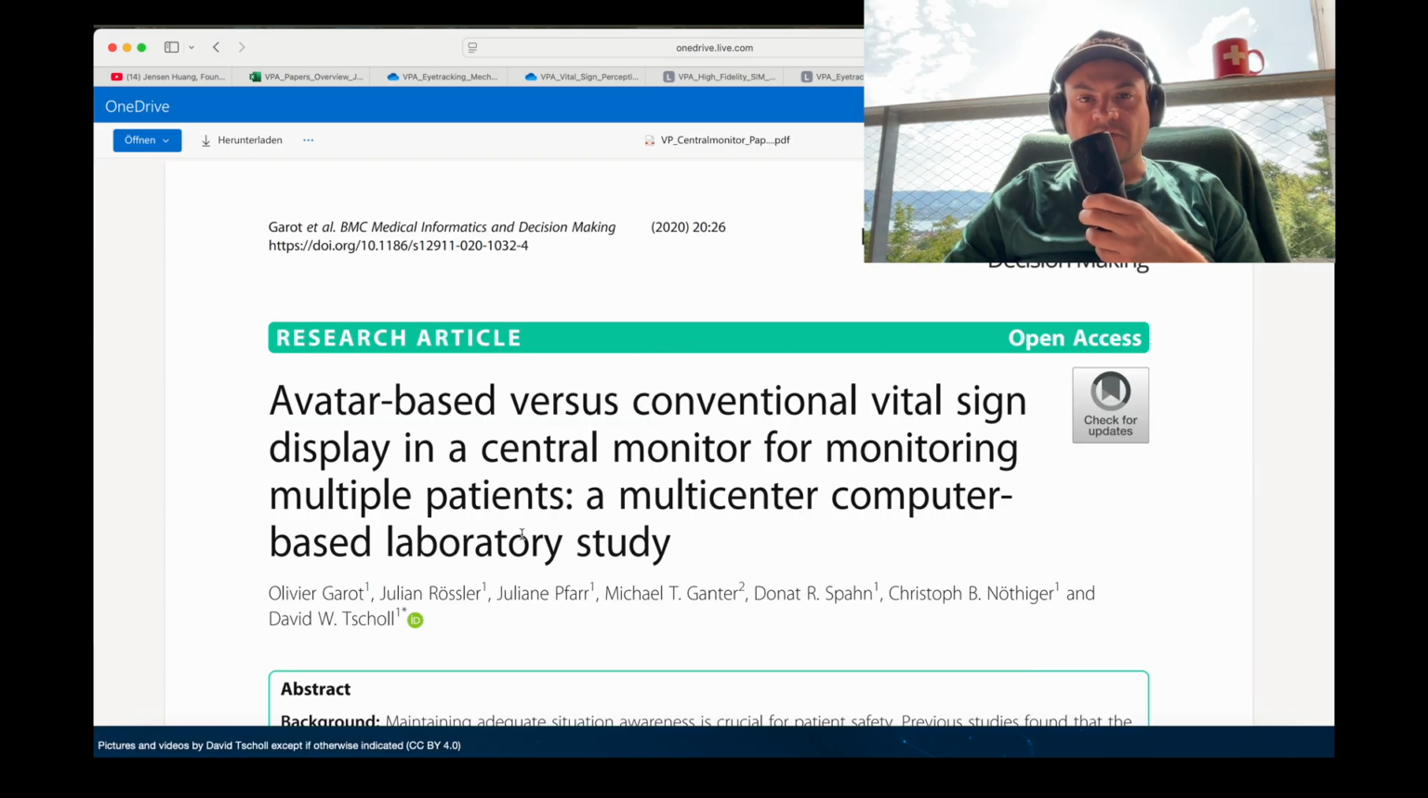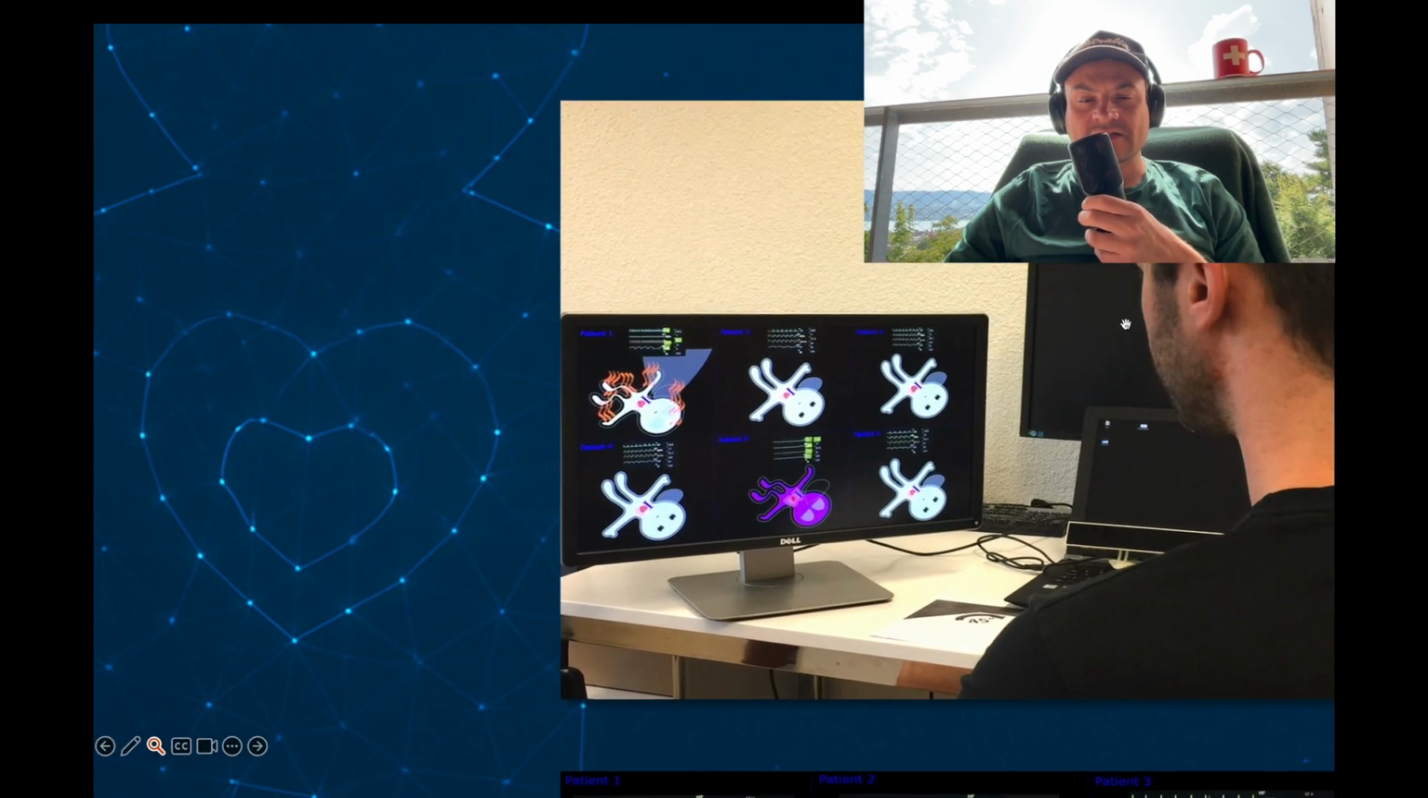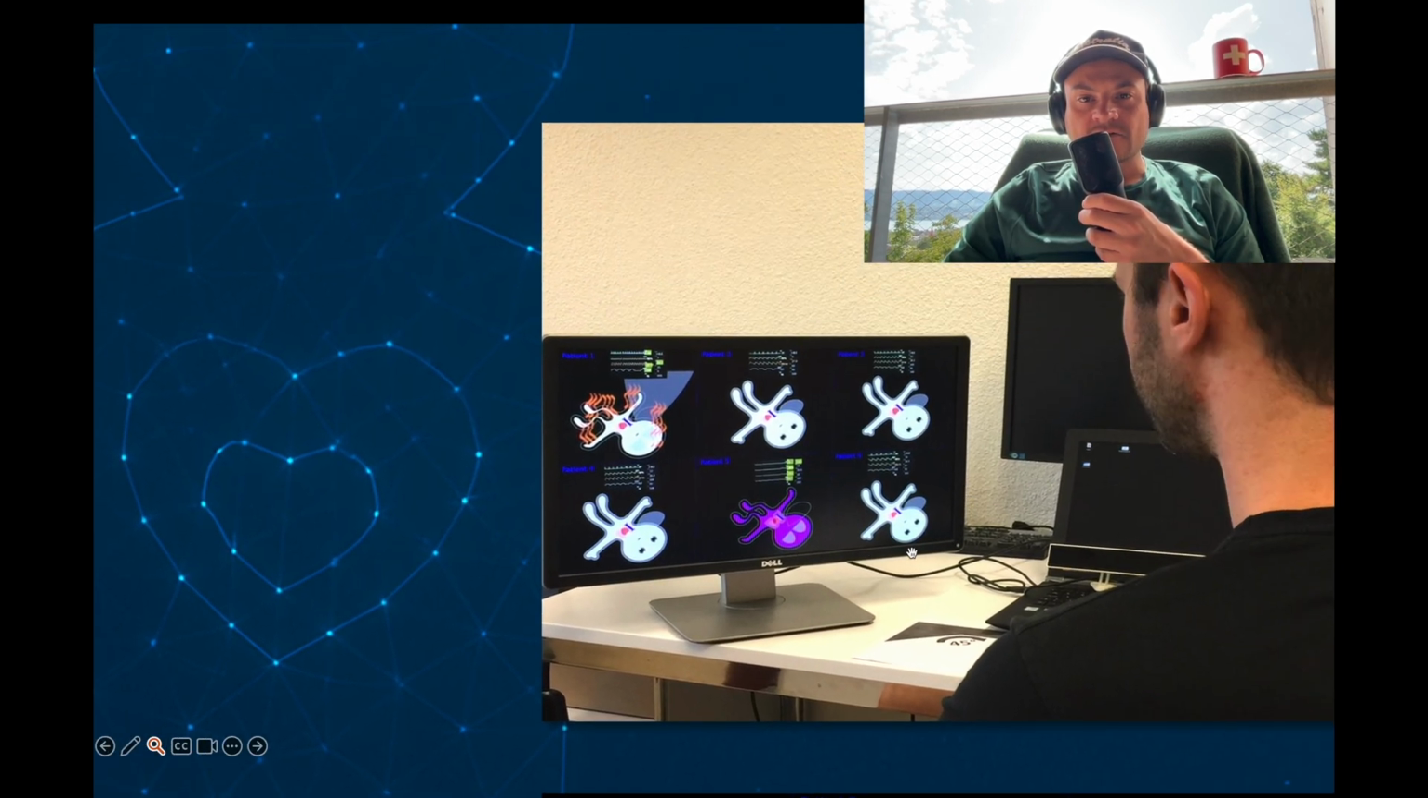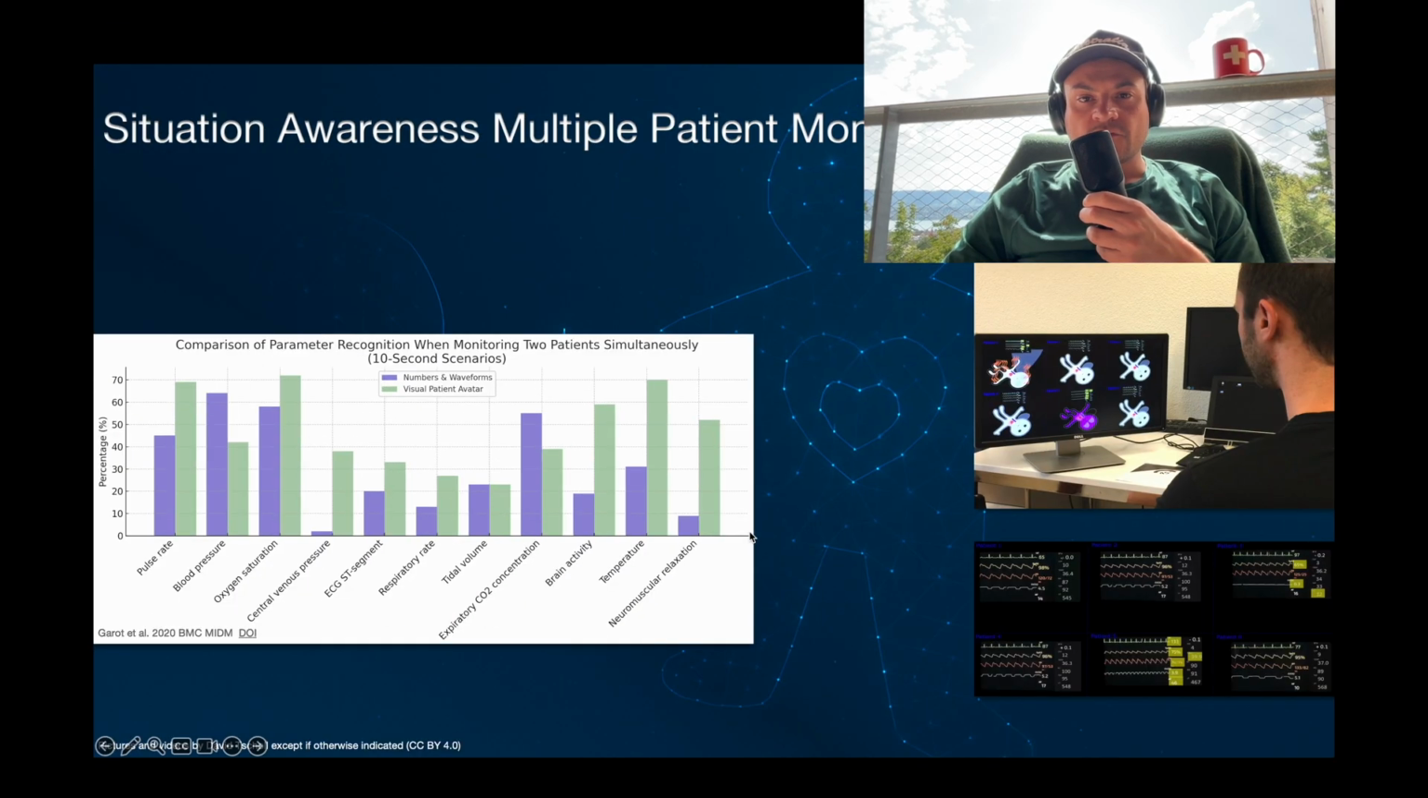In another study, we found that when multiple patients were monitored at the same time, for example as in a central station, then the avatar also enabled care providers to name the status of more vital signs correctly than the conventional number and waveform format.